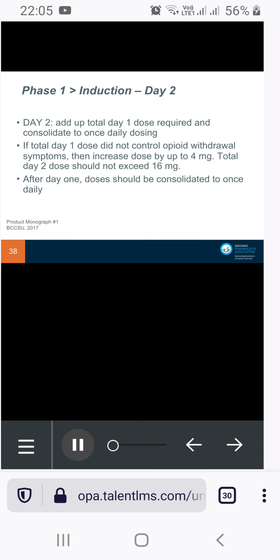Now it's day two. What the physician does is add up the total day one dose required and consolidate it to once daily dosing. So if the patient was managed with 8 milligrams, that's great. Day two dose is going to be 8 milligrams all at once.